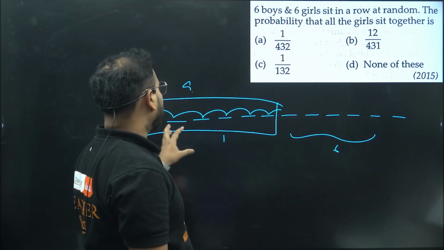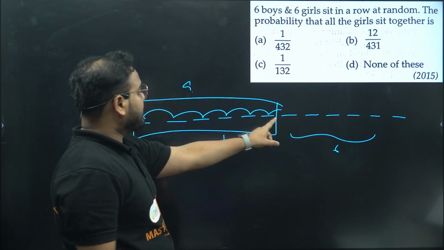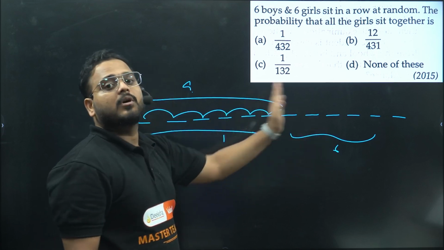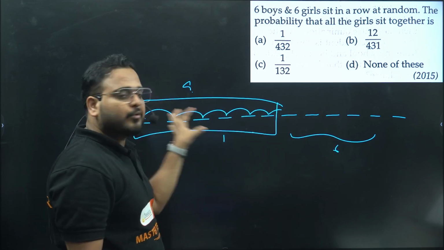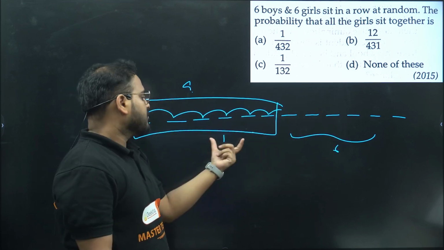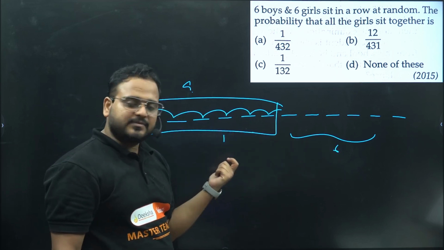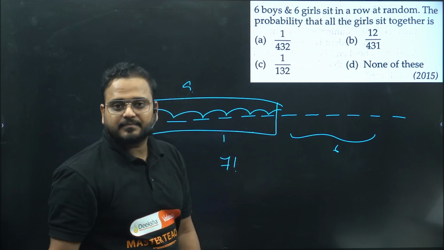If I move from here, right now it's from 1 to 6. Next will be 2 to 7. Then 3 to 8, and like that it will keep moving, right? So wherever they are going, they'll be together only. All 6 girls have to be together. So I can take this as 1 seat. So I have a total of 6 plus 1, 7 seats. So we have 7 factorial ways to make this sitting arrangement when girls are together.